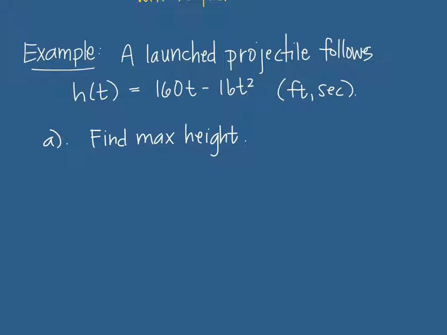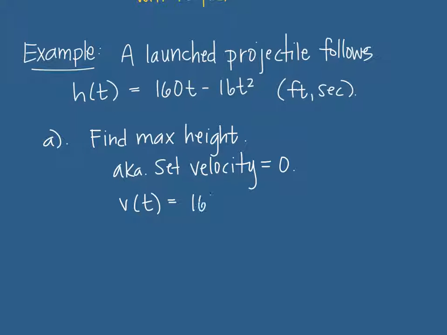So here, if you want to find its max height, you actually want to find where the velocity is going to be equal to 0. So finding the max height, set velocity equal to 0, because that's what's happening from a physical standpoint. So we'll calculate the velocity: v of t is the equation 160 minus 32t. If I set that equal to 0, t turns out to be 5, and that's seconds.